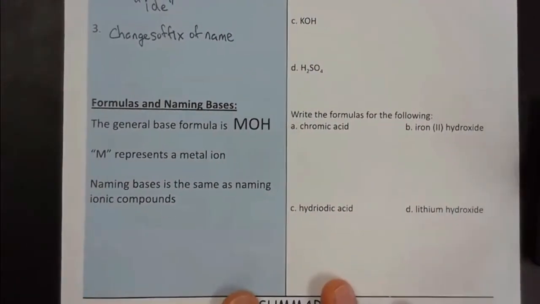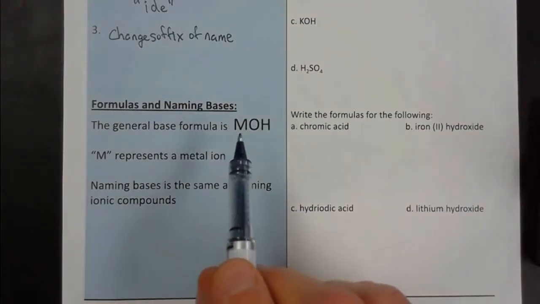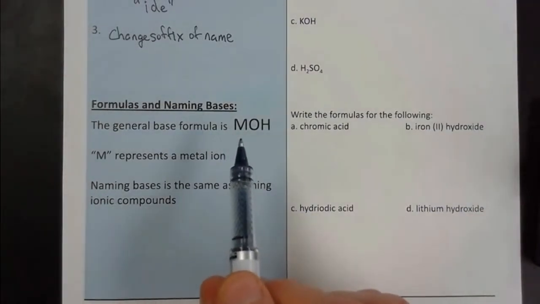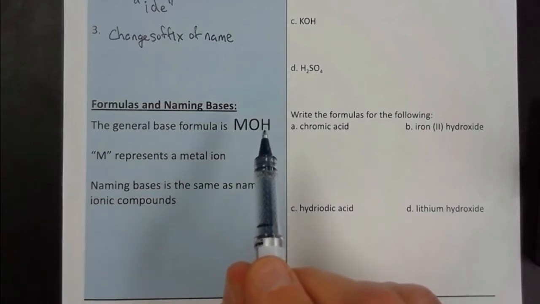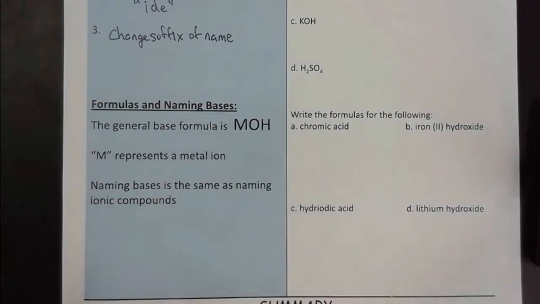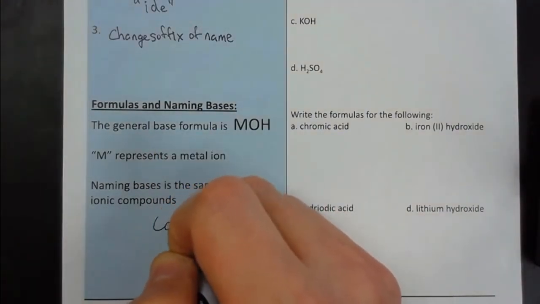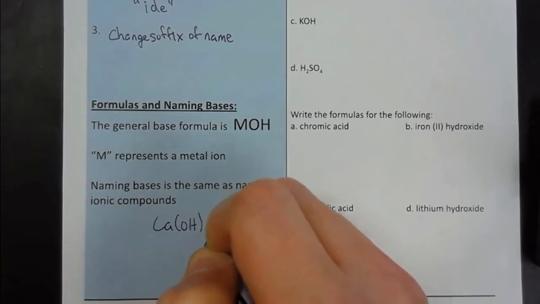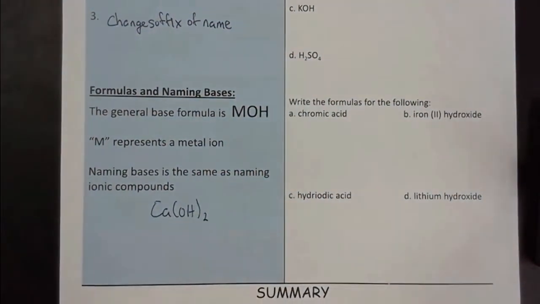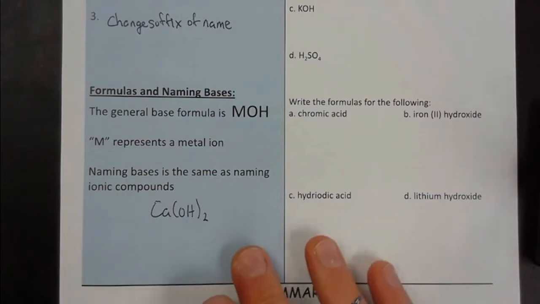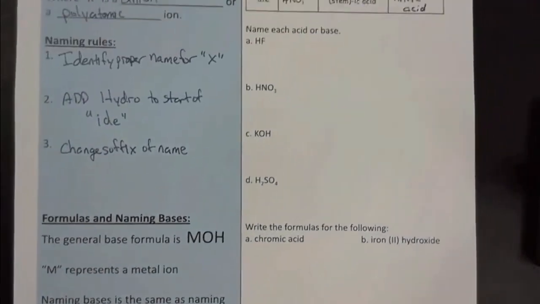The general formula for any base, M stands for any metal ion, so most of the periodic table, bonded to hydroxide. That's it. You see hydroxide, that we can identify point blank as a base. And naming bases is the same as naming an ionic compound. So if we had something like CaOH2, we see that it's got OH. We see that calcium's a metal, so we would say that that's calcium hydroxide. That's it. That's all we do to name it. There's no suffix changes. There's no prefix changes.